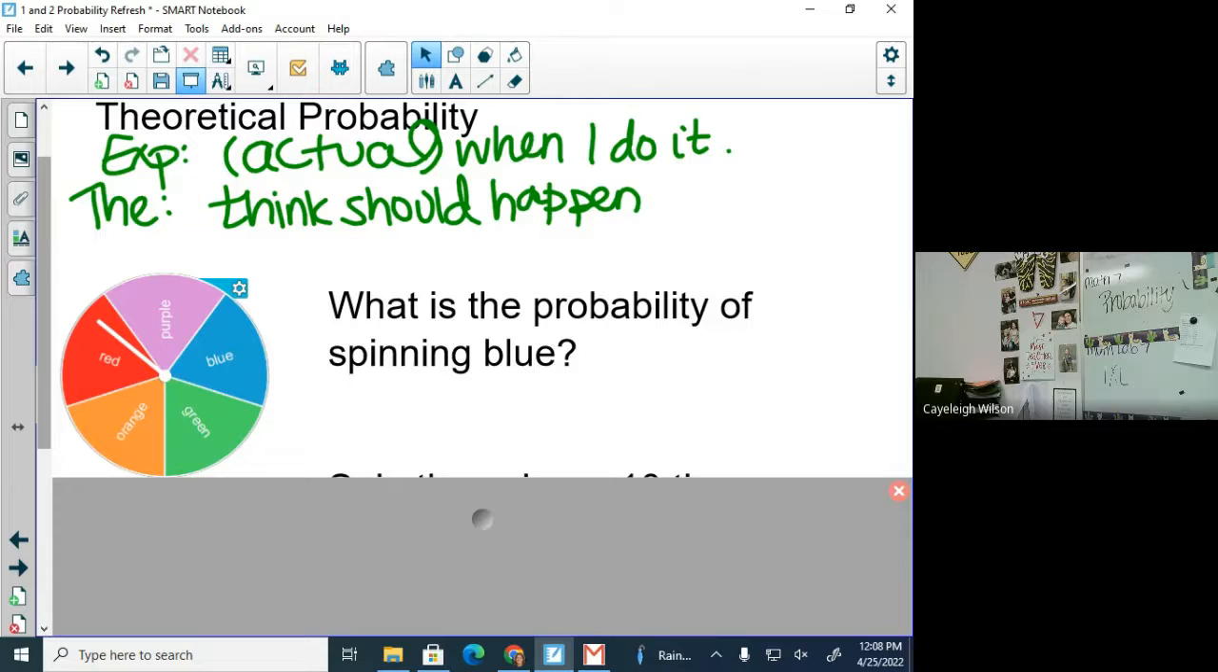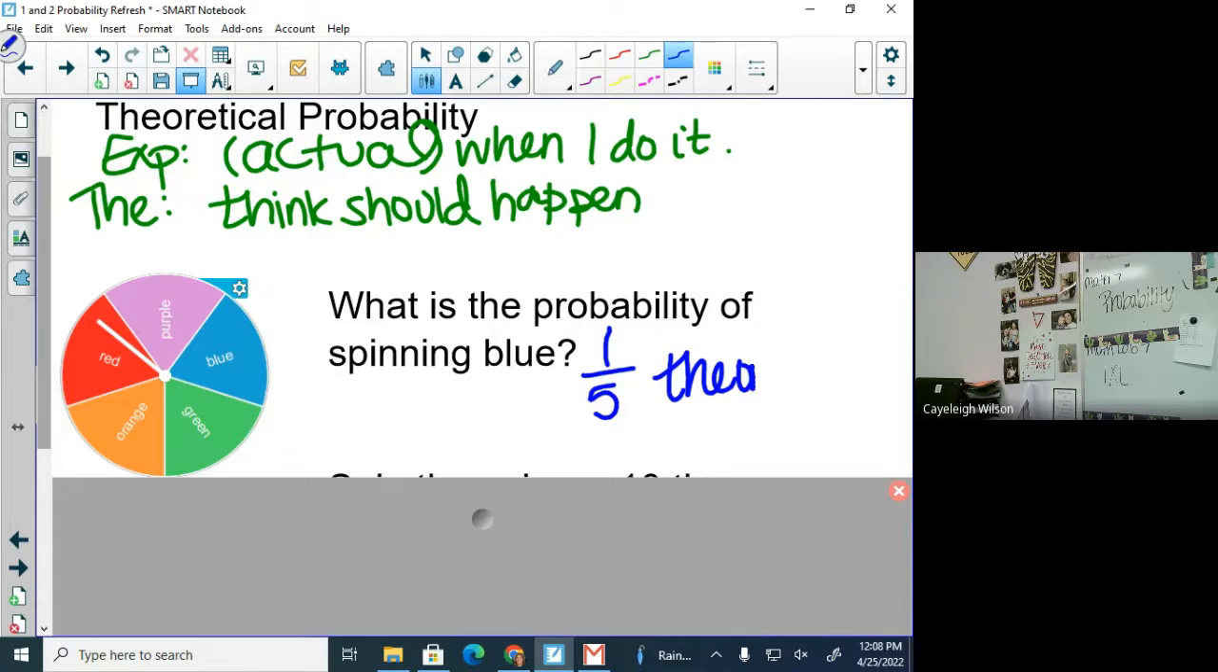All right, so first we're going to do theoretical. We already did it on the other page. What is the probability that I would spin this spinner and it would land on blue? 1 out of 5. That is a theoretical. That's what I think should happen when I spin my spinner. I think the probability should be 1 out of 5. Okay, so this is my theoretical. That's going to be important to know that that's theoretical here in a second.